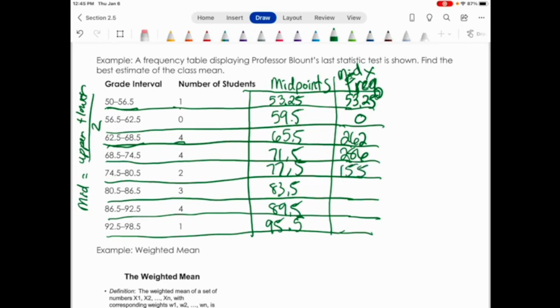I have 3 grades that are around 83.5. So that's going to give me 250.5. I have 4 grades that are around 89.5. That's going to give me 358. And then lastly, I have 1 grade that is around 95.5. So I'm going to take 95.5, multiply by 1. Okay, now that I've taken all the midpoints times the frequencies, now I'm going to add this up.